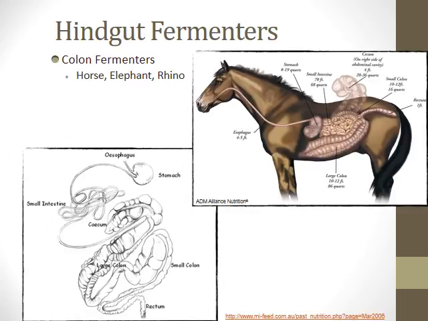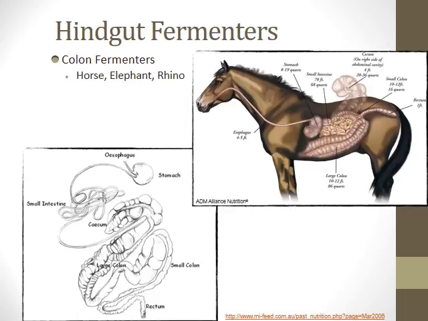Now, there's a second type of hindgut fermenter, which are colon fermenters, and these are animals such as the horse, the elephant, the rhinoceros. And look at the bottom diagram, and these animals are simple stomach animals, the monogastrics. But you look at the anatomy, it has a long small intestine, but look at this large intestine. The cecum is fairly large, but it holds no weight compared to the extremely long, large colon in the horse.